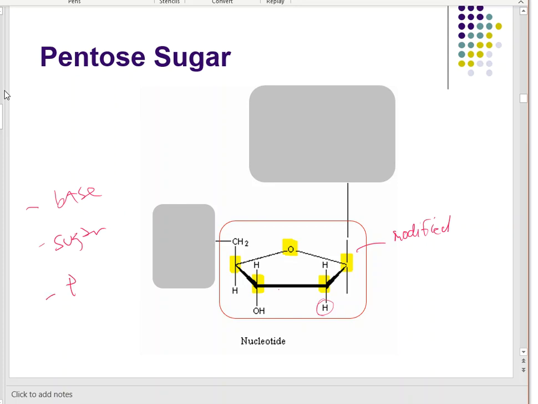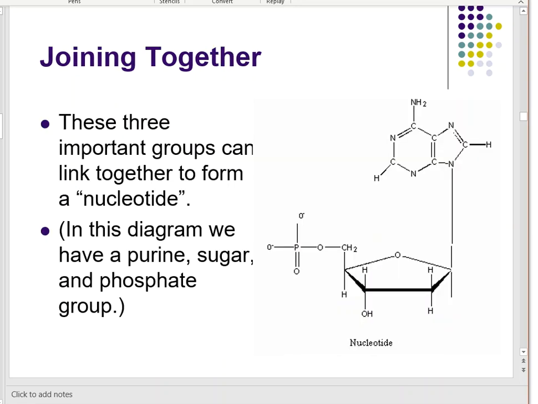And now we know that phosphorus is also going to be present because we've talked about the importance of it. And all three of those pieces have to fit together. And this is how they do it. I see the ring structure that's down here at the bottom. That is my sugar compound. It's a deoxy form, which means we're talking about DNA now.